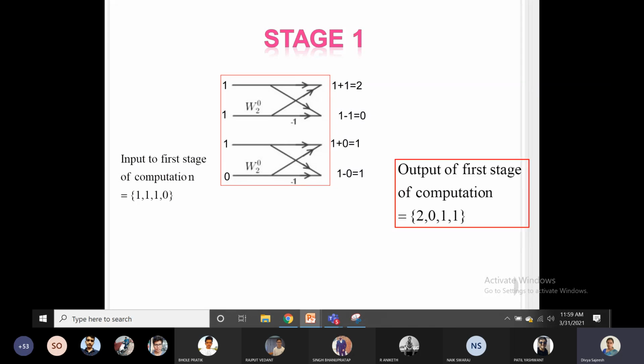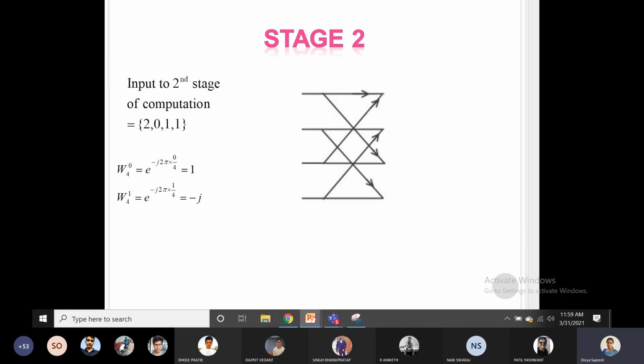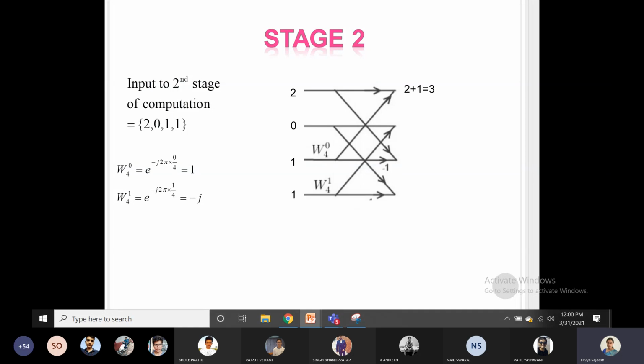The sequence obtained after the first stage is 2011. 2011 is the output of the first stage of computation. This will go into the second stage as the input. So the input to the second stage of computation will be 2011. Now the phase factors coming into the picture will be W4 raised to 0 and W4 raised to 1, which is 1 and minus j. Let us insert 2011 as the input to this. Then the phase vectors also will come into the picture. Now the first one you will be obtaining is 2 plus 1 equal to 3.